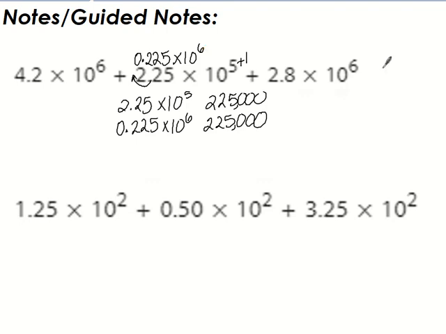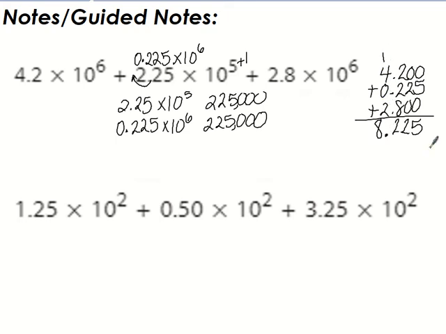So I'm going to take 4.2, add it to my 2.25, and then add it to my 2.8. I only can do this now that my exponents match. So we get 8.25.